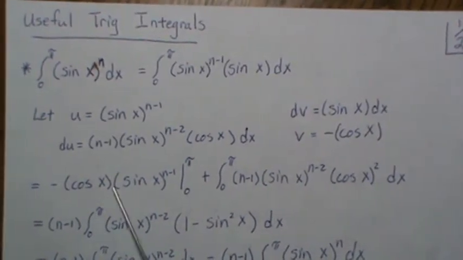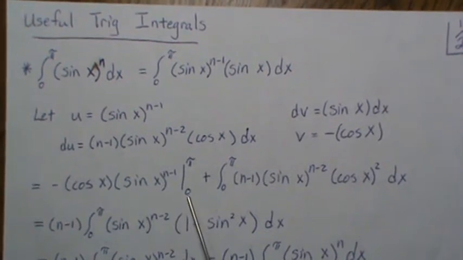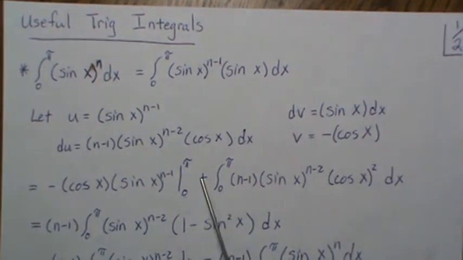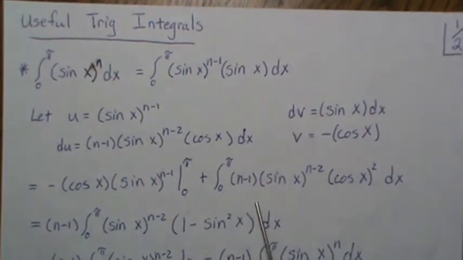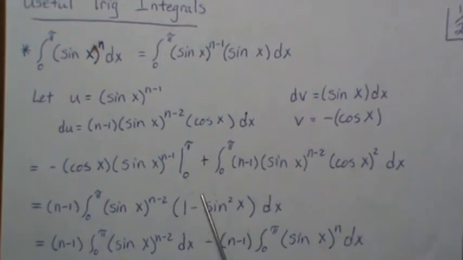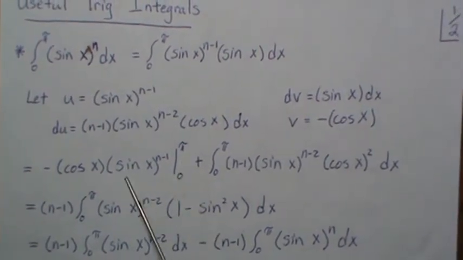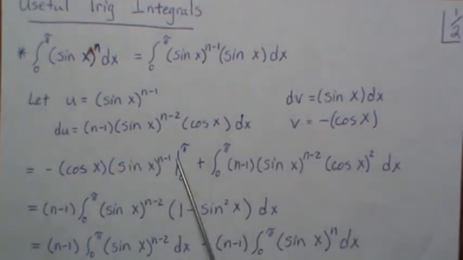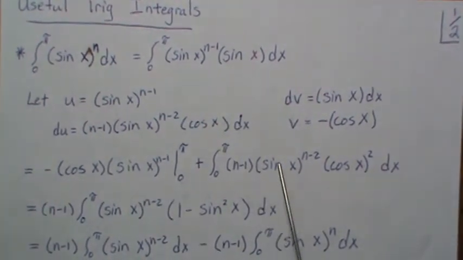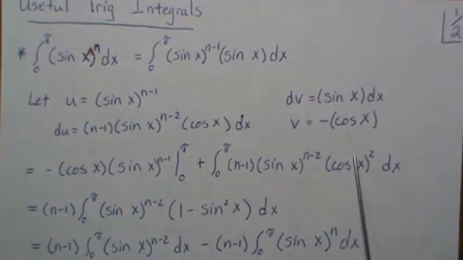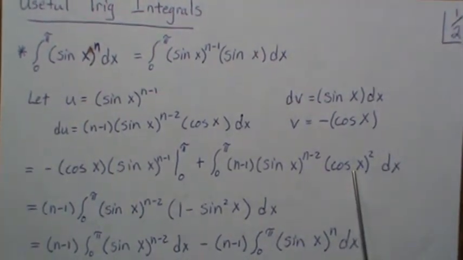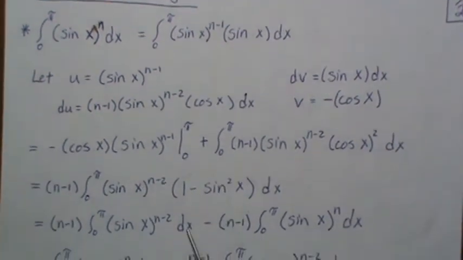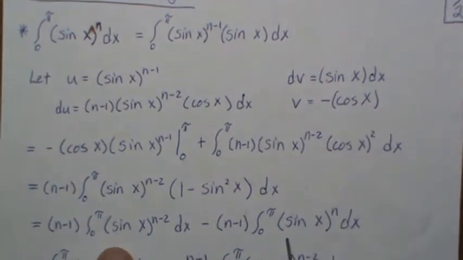And then this is uv evaluated from 0 to pi, and then that minus comes out and makes that a plus, and then this is v du. When we evaluate sine at 0 and pi, we get 0, so this left piece goes to 0, and then we bring this down. But instead of cosine squared, we use 1 minus sine squared. Now we multiply this into both of those to create two integrals, which is this.